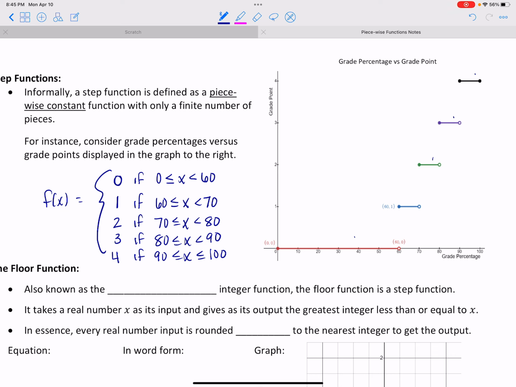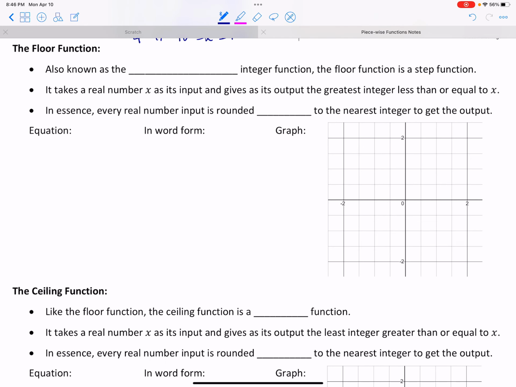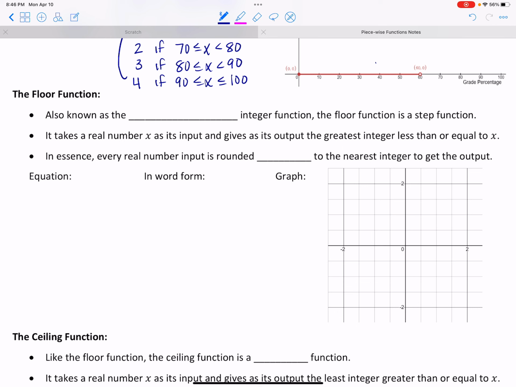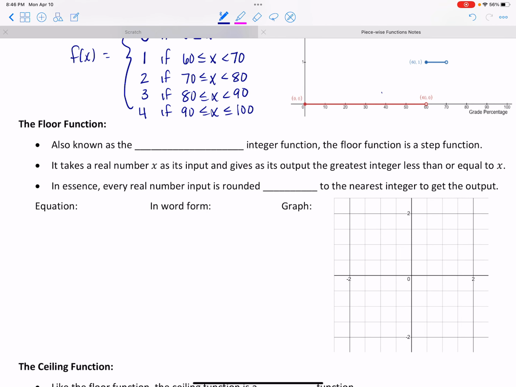Now, some other step functions that I want to introduce to you, just so you're not seeing them for the first time when you go on to calculus, are what we call the floor and ceiling functions. So the floor function is where we'll start here. Again, this is a step function. It's also known as the greatest integer function.